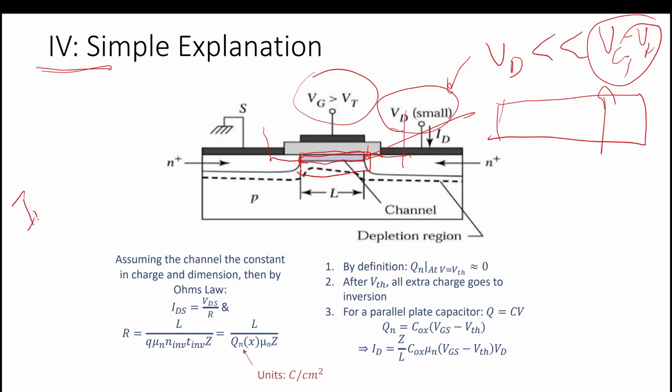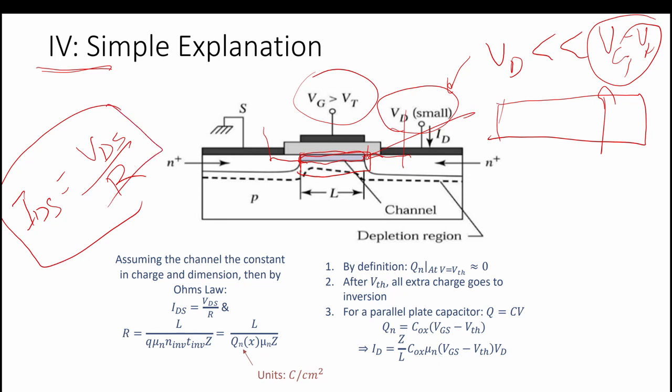So IDS, V equals IR, right? So IDS equals VDS divided by R. R is the resistance between the source and the drain, the channel resistance, or you can say RCH. From Ohm's law, IDS equals VDS by R, and R is nothing but rho L by A.